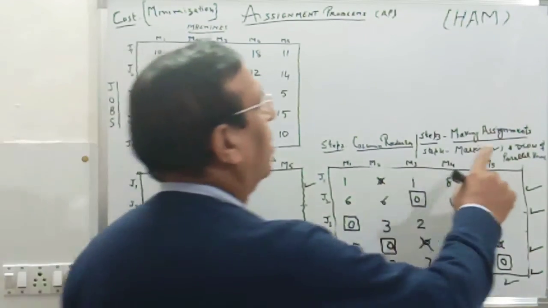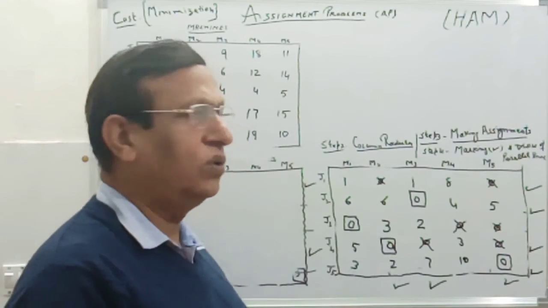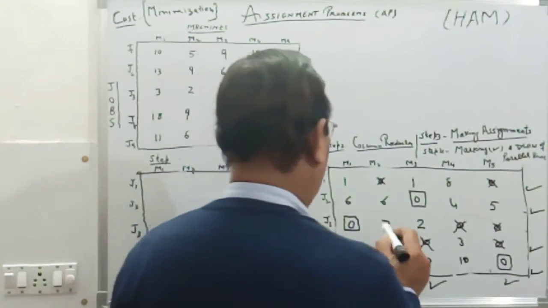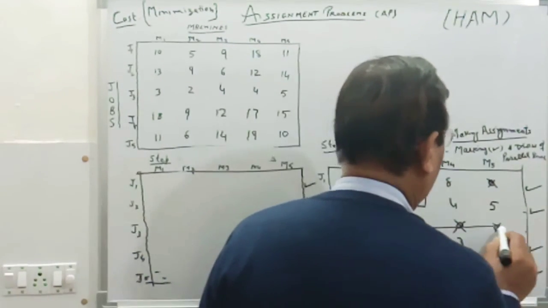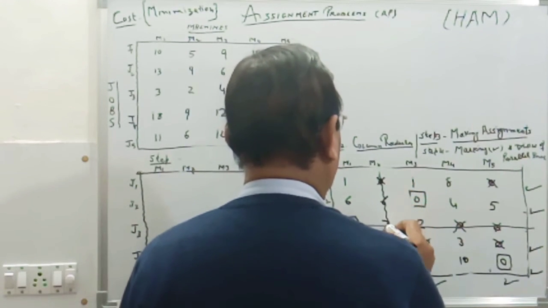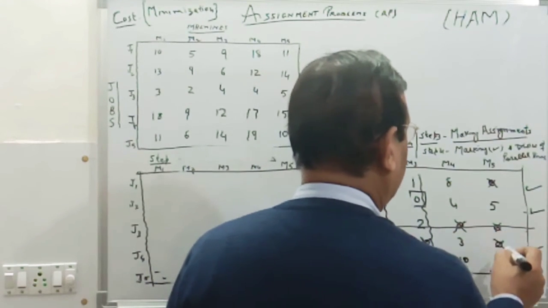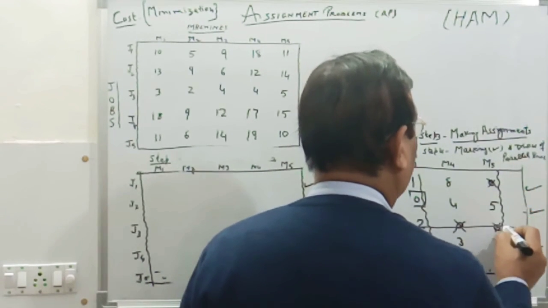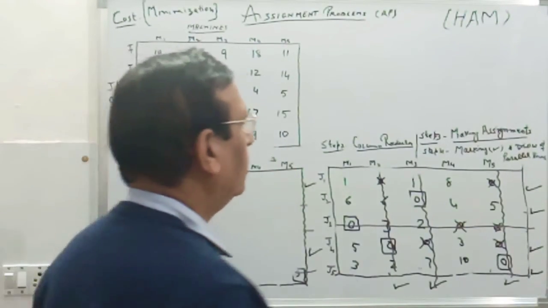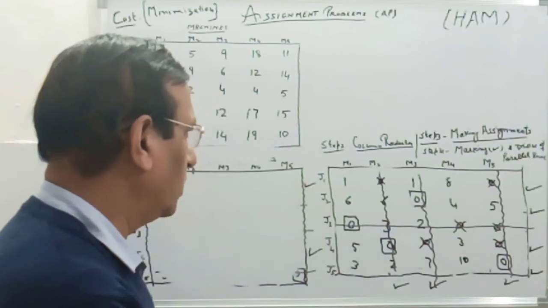Then draw lines. Only one point is to remember: draw the lines through unmarked rows and marked columns. This is only one unmarked row, and these columns are marked. So further drawing of parallel lines is not possible.